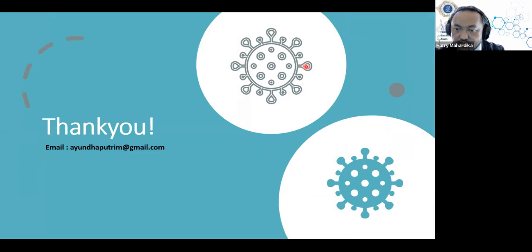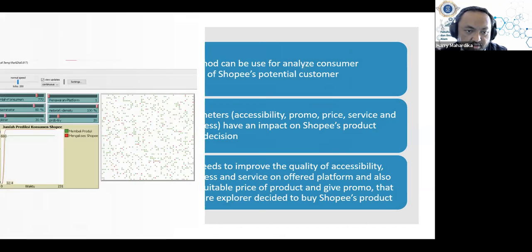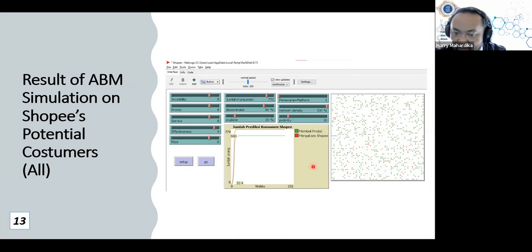Okay, Ayunda, could you verify the horizontal axis on the simulation graph? Okay, let's use this one. The time that you have in the horizontal axis, is it in seconds or what? In seconds. So people will have approximately 10 seconds to decide whether they are going to buy or to browse, or is this a computational time? This is a computational time. Okay, so that's the computational time for the simulation.